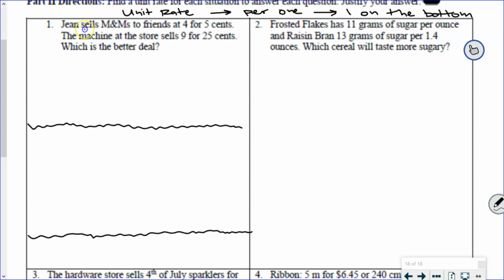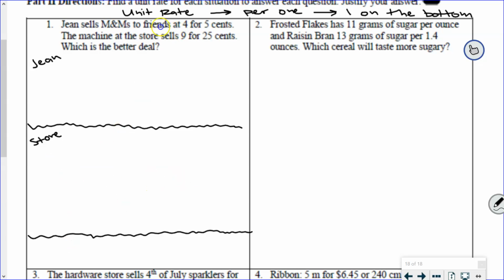So I have these two different situations. I've got one for Jean, because Jean is selling M&Ms, and I have one at the store. So that's why I've split this up. All of our work for Jean is going to be done up here, and all of our work for the store is going to be done in this section.